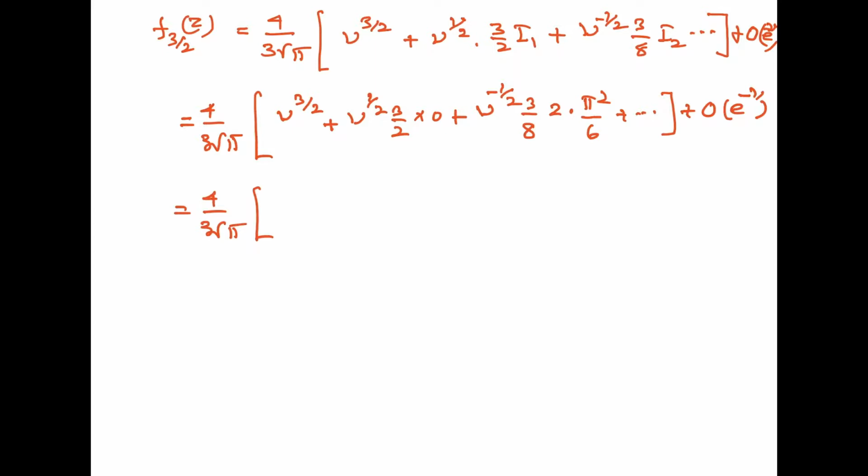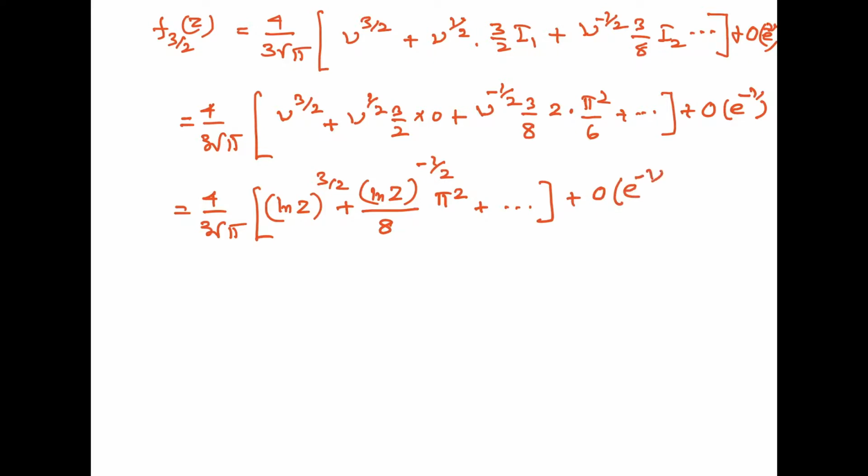Now nu is log z, so log z to the power 3/2 plus this will be log z to the power minus half divided by 8 pi square plus other terms plus a term of the order of e to the power minus nu. So this is f3/2(z).